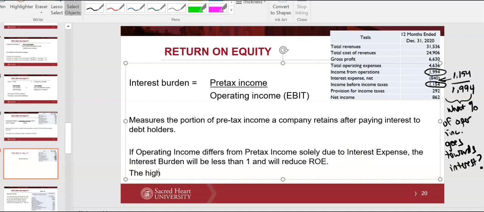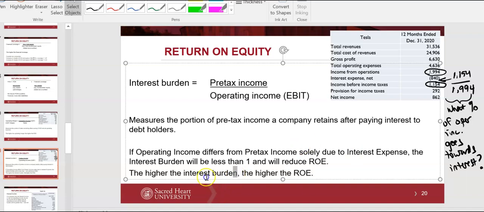And what can we say about that? The higher the interest burden, and this is kind of unusual, the wording is a little misleading. Interest burden sounds like it's bad, but the higher the interest burden, the closer it is to 1 or the higher it is over 1. If an interest burden is over 1, that's actually going to improve ROE. And on the next slide, we'll talk about why interest burden would be over 1. So when we say interest burden, really what we're talking about is the inverse of the interest burden, because the lower the interest burden, that means we're retaining less of our operating income. More of our operating income is used to cover interest expense.